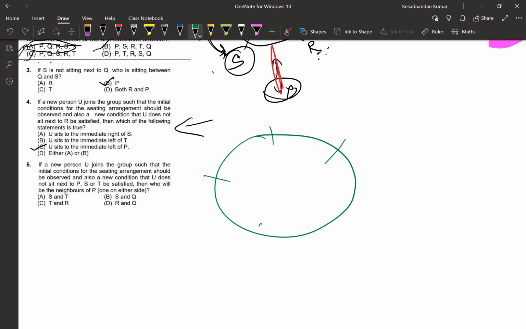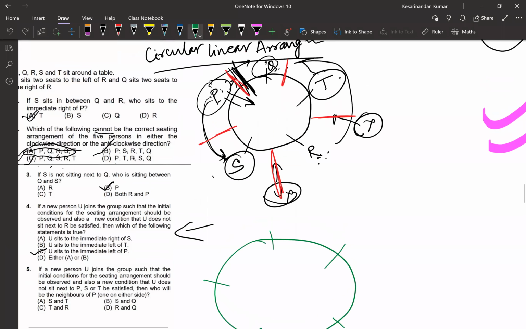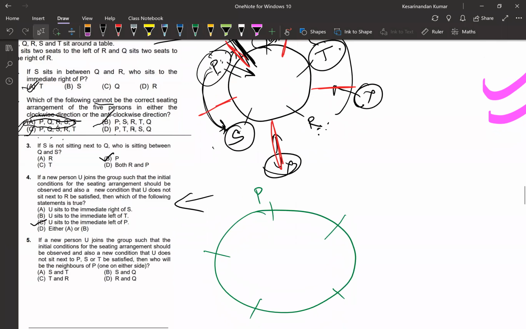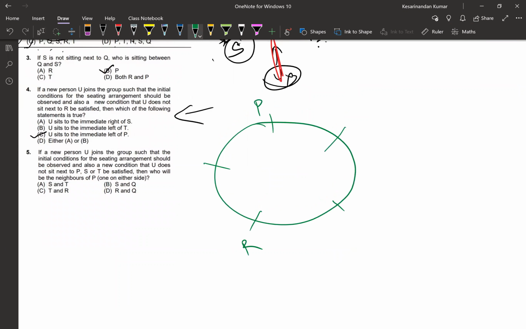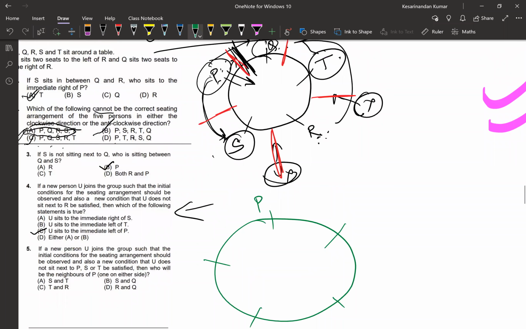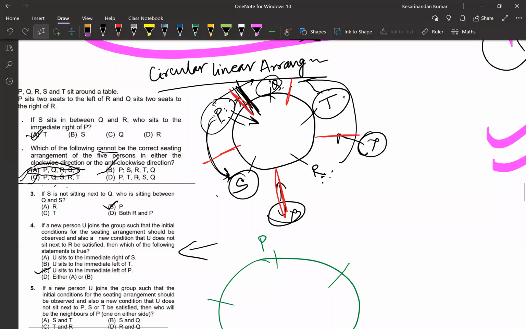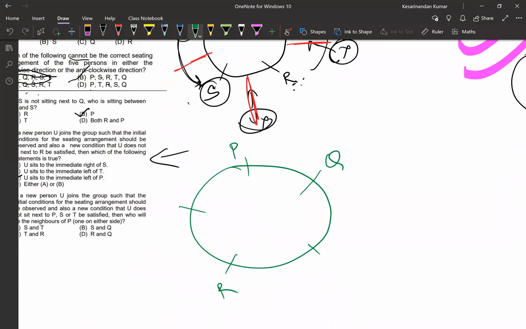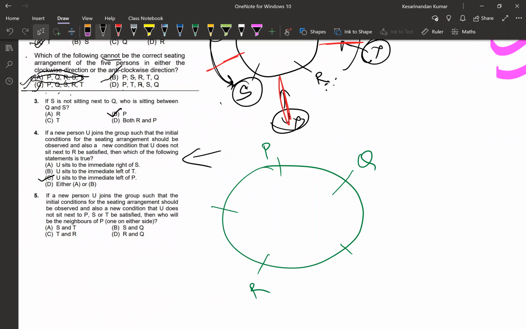We had 5 people, right? It was P, then one space, R, and finally Q. This is what we had initially. S and T can be anywhere. If a new person joins the group such that the initial conditions for the sitting arrangement should be observed, whatever we had from the beginning, we have got it here.